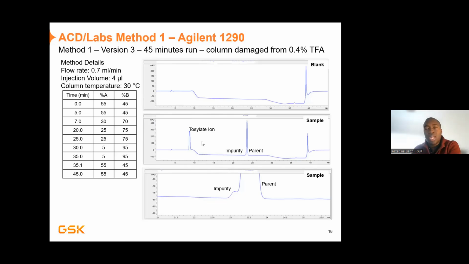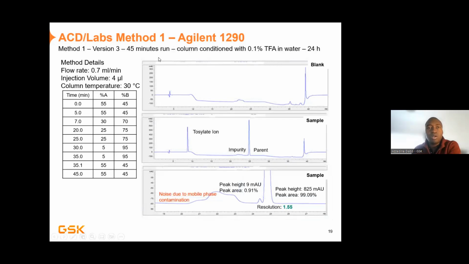As I mentioned at the beginning, in this case I conditioned the column for 2 days using 0.4% TFA, which is quite a lot. What I then did is I got a brand new column and conditioned it using 0.1% TFA, and a different column also conditioned using 0.2% TFA. But instead of doing it for 2 days, I only did that for 24 hours.